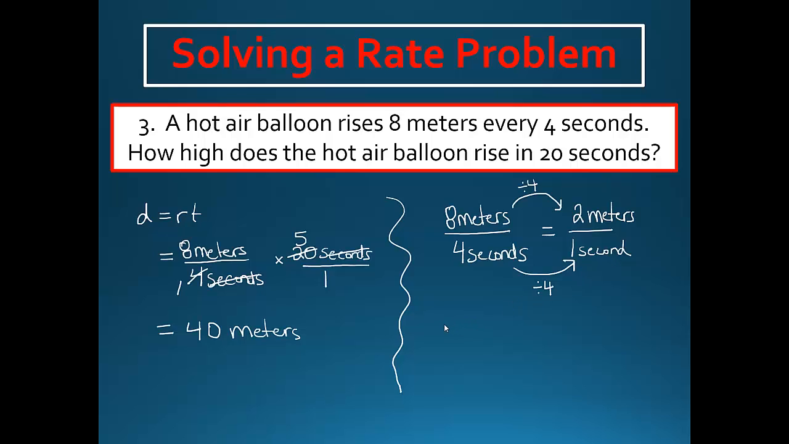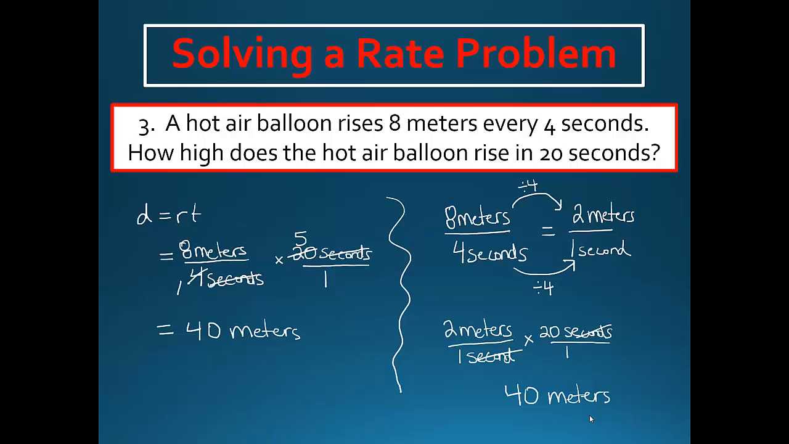So if we go 2 meters per second, and then we want to know how far we're going to go. If we go 20 seconds, we'd multiply that by 20 seconds. Our seconds would cancel out. So then we'd multiply 2 times 20, which is 40. 1 times 1 is 1, so if we divide by 1, we still have 40. And then our label that we have left is meters.